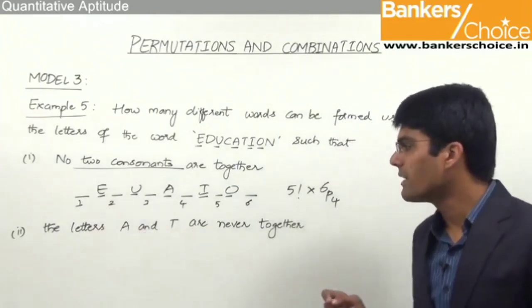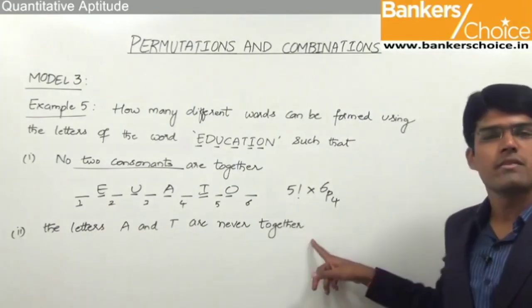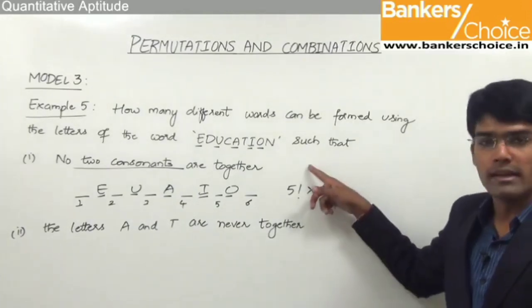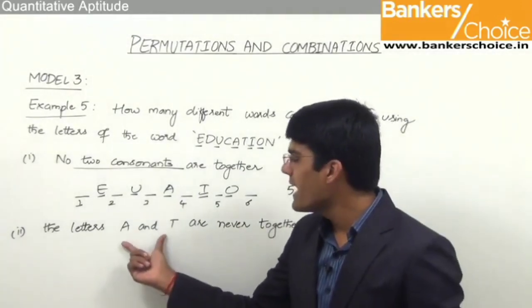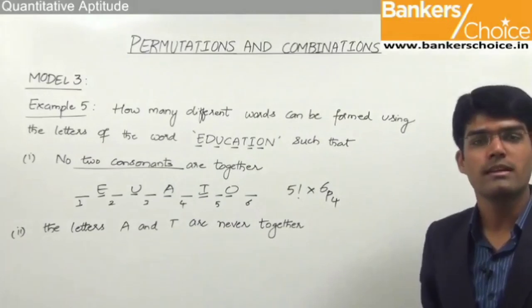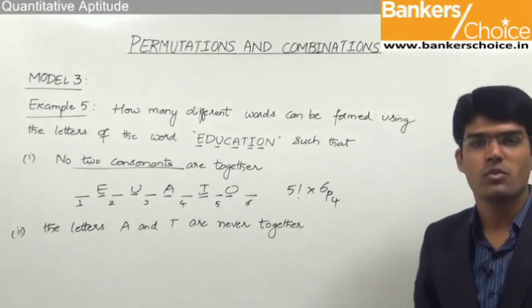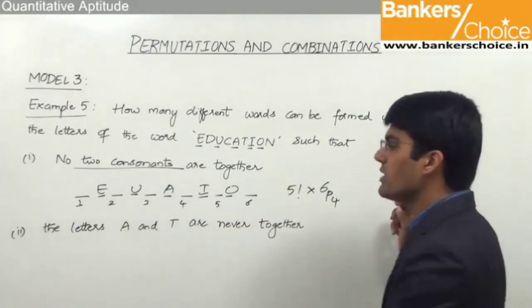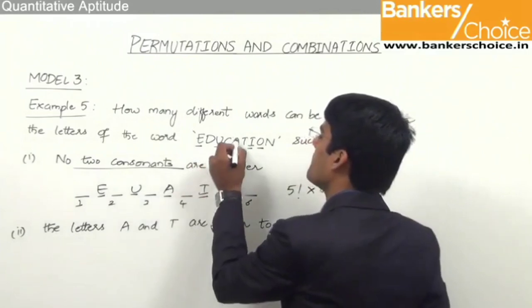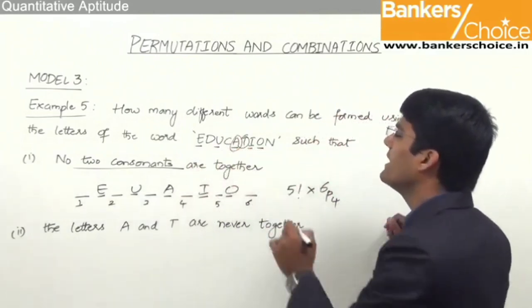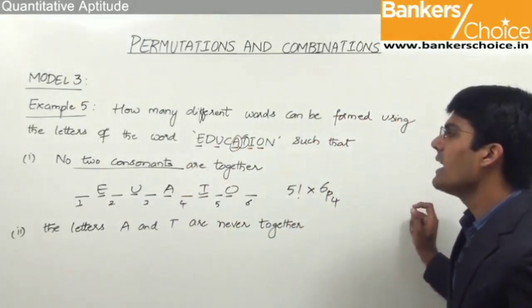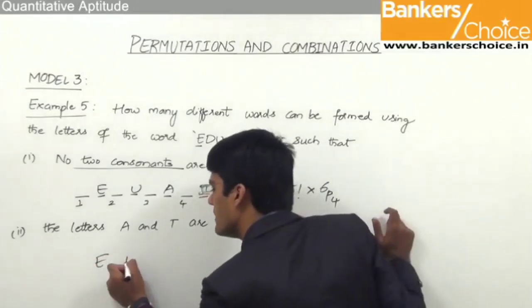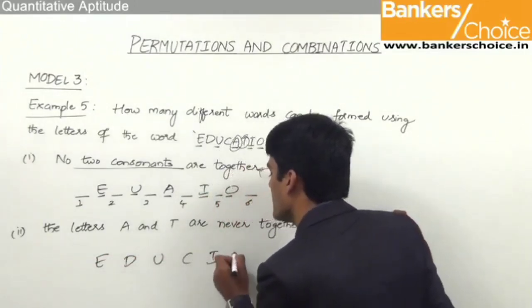Let's now look at the second one here. The letters A and T are never together. So this is again similar to bit number 1. Here, these 2 letters A and T are not to be together in any word that is formed. So we first arrange the remaining letters. So leaving A and T in the given word, the remaining letters are E, D, U, C, I, O, N.